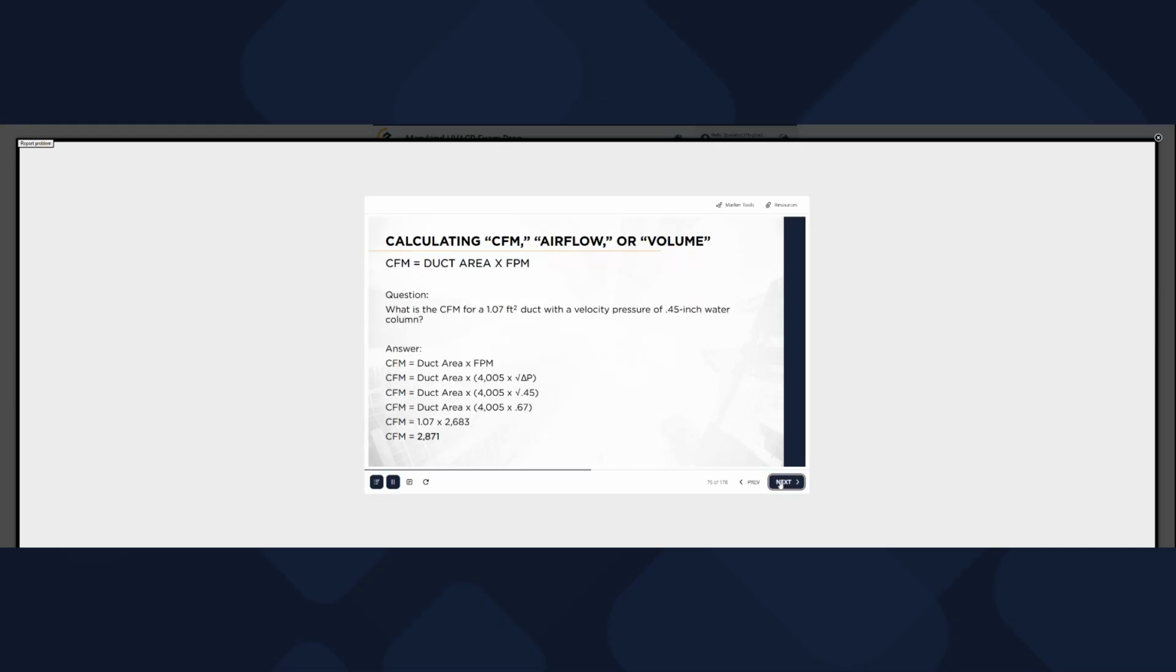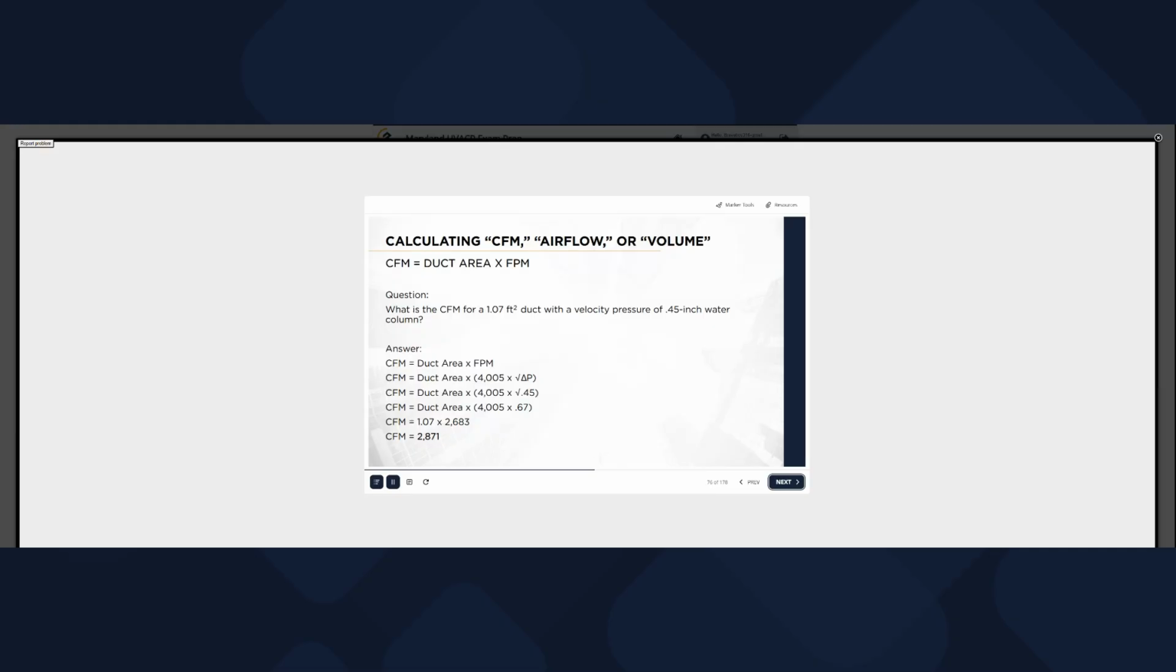Calculating CFM, airflow, or volume. The formula for CFM is the duct area times FPM. The CFM formula is used frequently. Memorize the CFM formula. What is the CFM for a 1.07 square feet duct with a velocity pressure of 0.45 inch water column? Use the CFM formula and the FPM formula to solve. CFM equals duct area times FPM. Plug in the FPM formula. CFM equals duct area times 4005 times the square root of delta P.